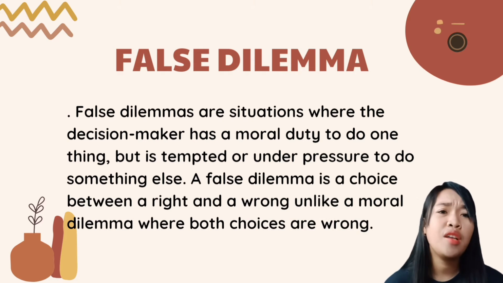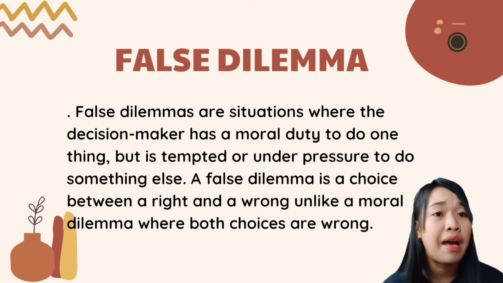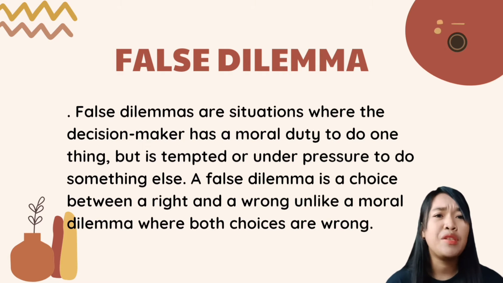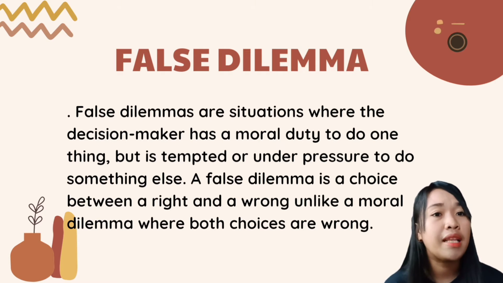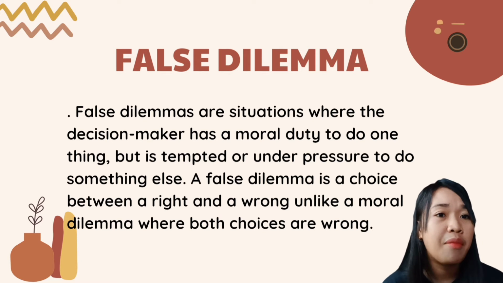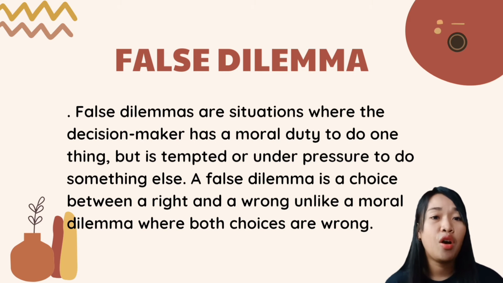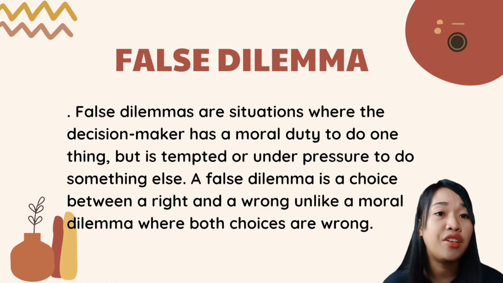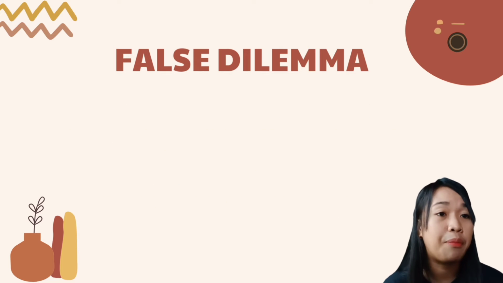wrong. So in contrast to a moral dilemma, a false dilemma is a deceptive situation where a person is pressured or tempted to make an unethical choice even when they know the right course of action. Unlike moral dilemmas where both choices are ethically problematic, in a false dilemma, one option is clearly right and the other is wrong. This creates a conflict between moral duty and external pressures.